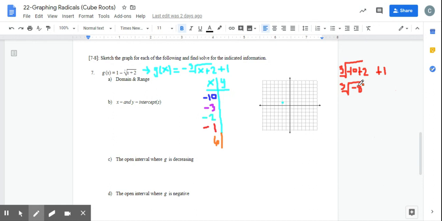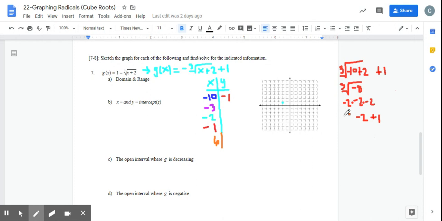What number gets multiplied by itself 3 times and still gets us negative 8? You're right, negative 2. And then negative 2 is our one value, and then you're going to add 1, so our y value is now negative 1. Okay. For that, did I do that right?